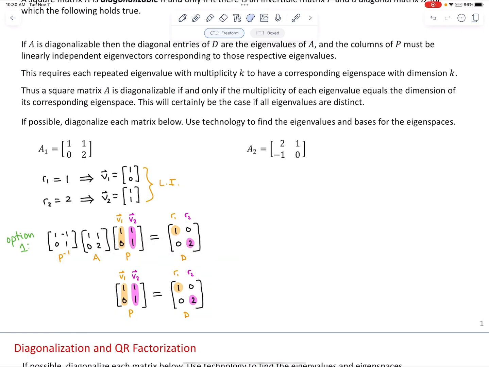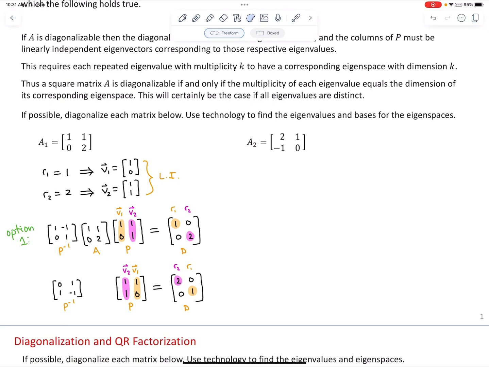Just to present a second option, if we construct the matrix P by switching its columns, then we've got to make the necessary adjustments to the matrix D, find the inverse of this new matrix P, put the matrix A in between, and then this product, P inverse times A times P, will also produce that diagonal matrix shown here. And this is a second option. I leave it to you to confirm both of these statements.